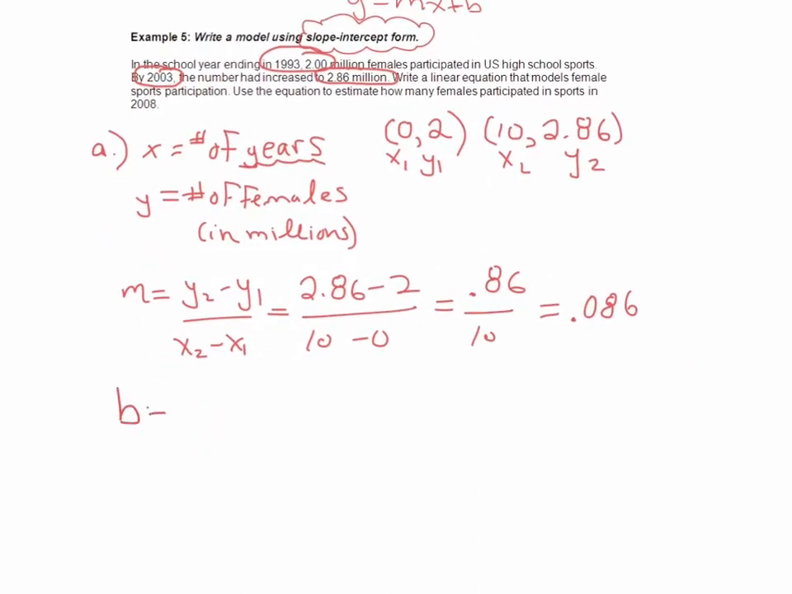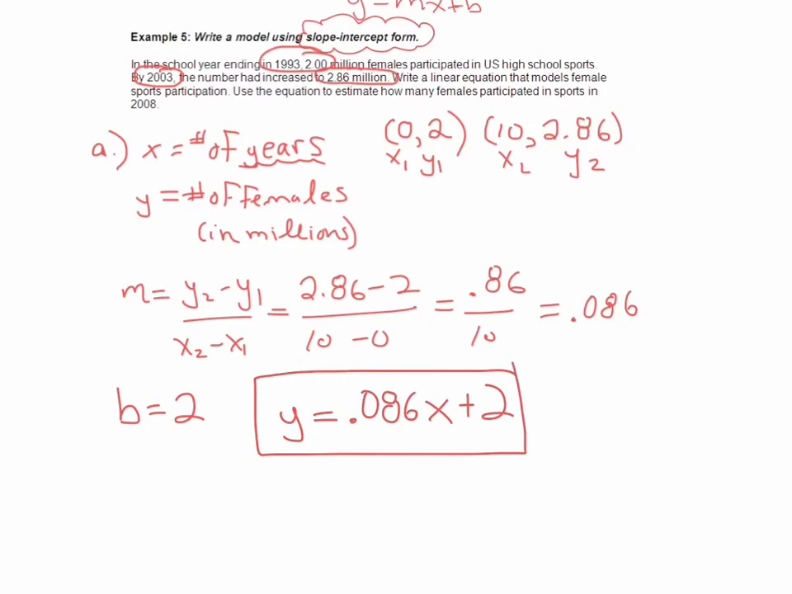If you were doubting me, you could do point slope form and use this other point here. You're going to get the same answer. It's going to work out. But hey, let's do math the easy way today. So the answer to this one is going to be y equals 0.086x plus 2. So that's the first part of the problem done.